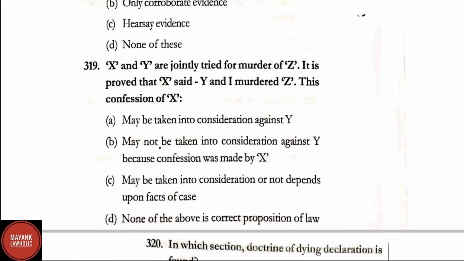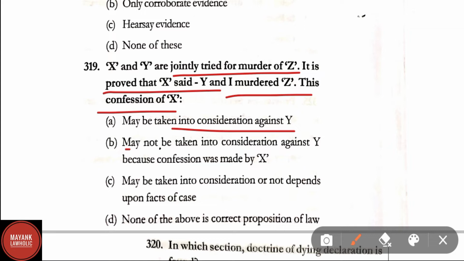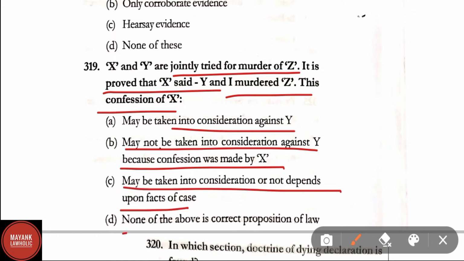Question number 319. X and Y are jointly tried for the murder of Z. It is proved that X said Y and I murdered Z. The confession of X is option A, may be taken into consideration against Y. Option B, may not be taken into consideration against Y because confession was made by X. Option C, may be taken into consideration or not, depends upon the facts of case. And option D, none of the above is the correct proposition of law. Here correct answer is option A, that is may be taken into consideration against Y.